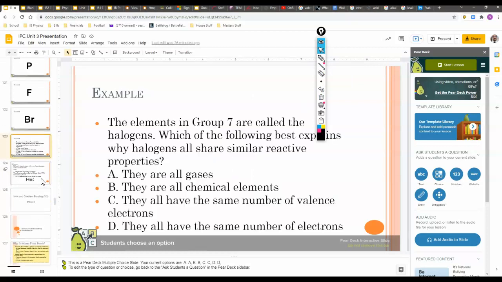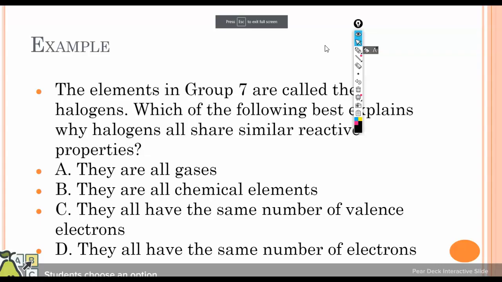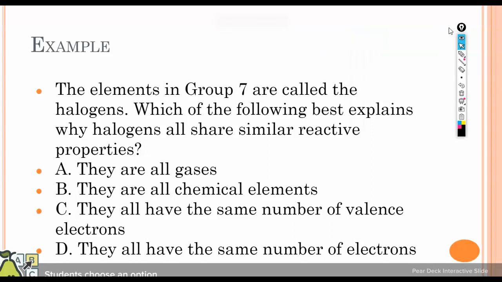Okay, and then we're just going to do one more example and then we'll basically be done with the notes. So I want you to try to answer this question on your own. This question says the elements in group 7 are called the halogens. Which of the following best explains why halogens all share similar reactive properties? Try to answer that question on your own.